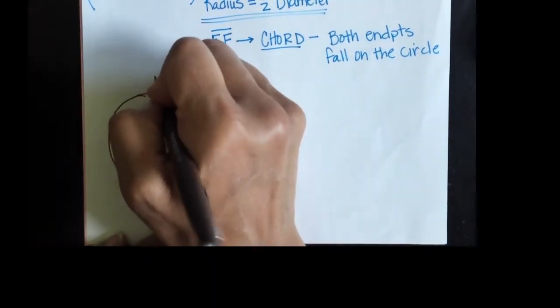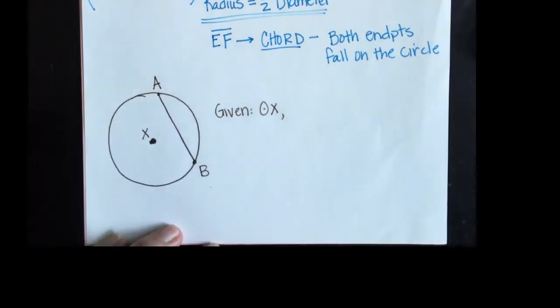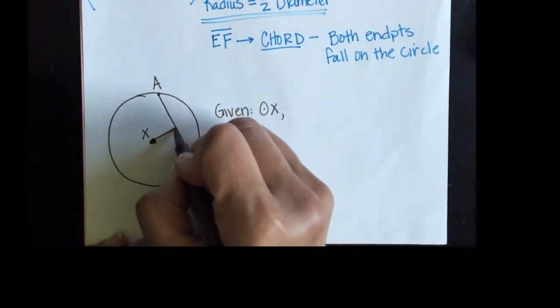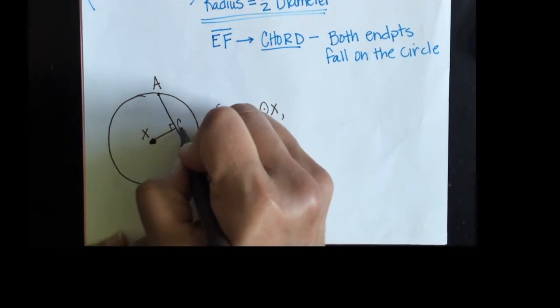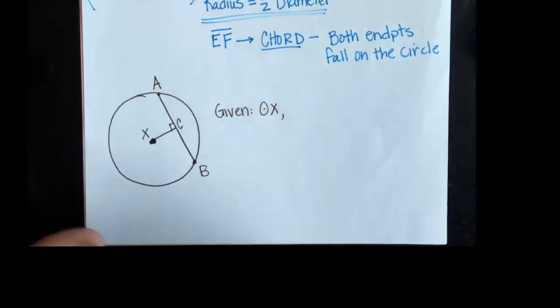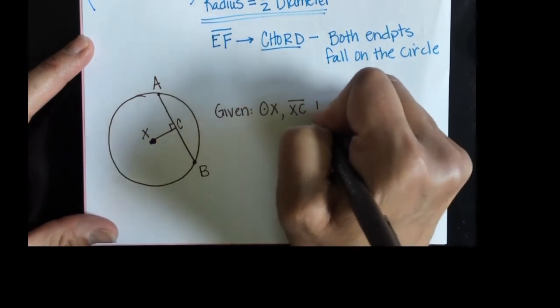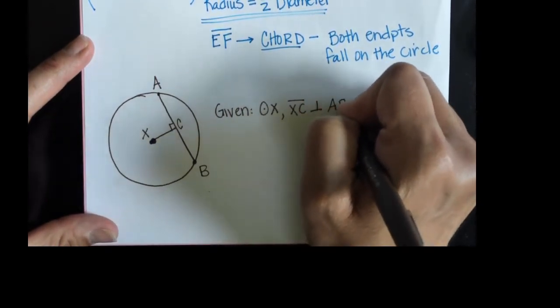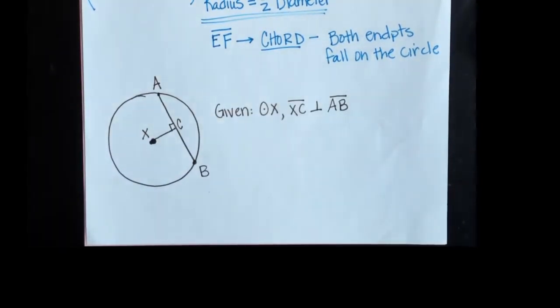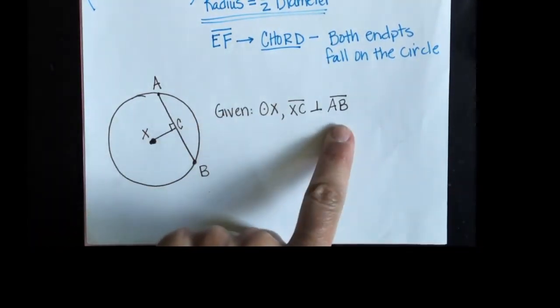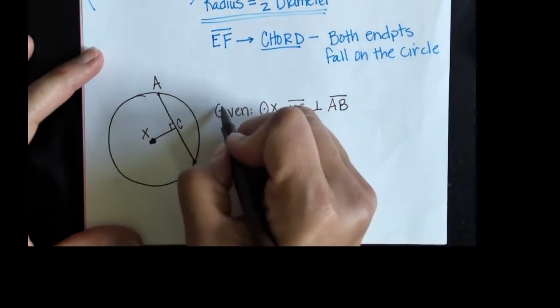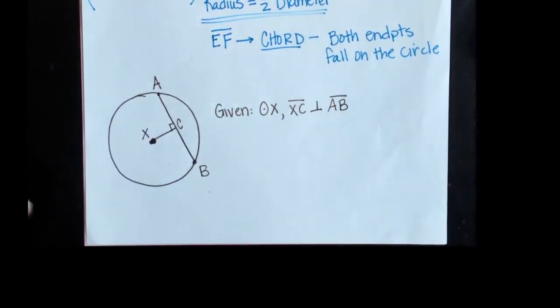We are going to call this guy AB. And we're going to call that C. And what I've done is I'm going to tell you that XC is perpendicular to AB. So I have these directions here in our given statement. And what I want to do is I want to talk about what's happening here.